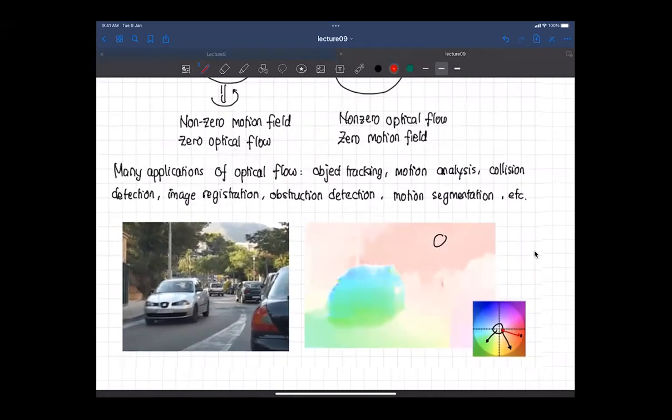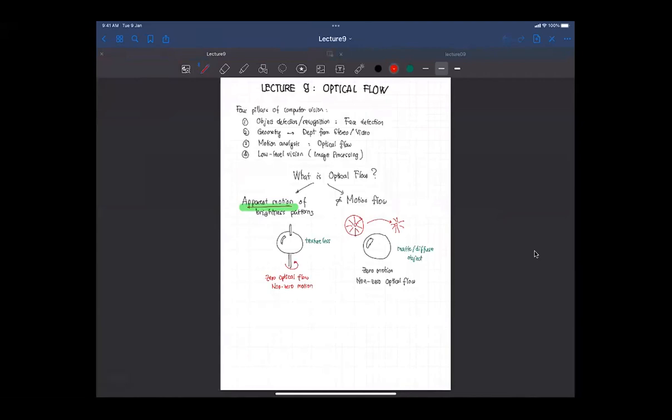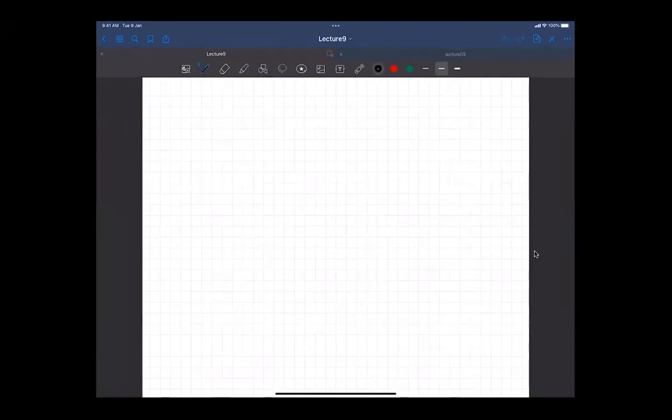Yeah. So there are many, as you can imagine, this is very important again for many different applications. Object tracking, motion analysis, collision detection, image registration, which is image alignment, all can be effective or efficient if you use optical flow. Okay, so now let's move on to how we can compute this optical flow given images. One technique that we will discuss in this optical flow computation is Lucas and Kennedy.